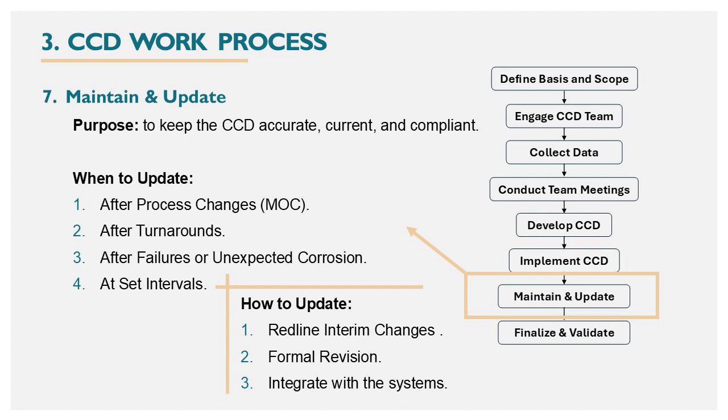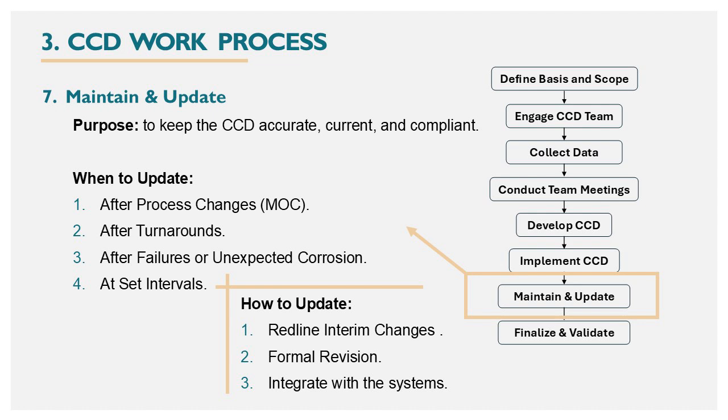Number 2 is after turnarounds: add inspection findings, repairs, and modifications, and compare actual versus predicted corrosion rates. Number 3 is after failures or unexpected corrosion: reassess damage mechanisms and IOWs, and update inspection and mitigation plans. Number 4 is at set intervals: periodic review, such as every turnaround or 5 years, and align them with PHA or RBI cycles.